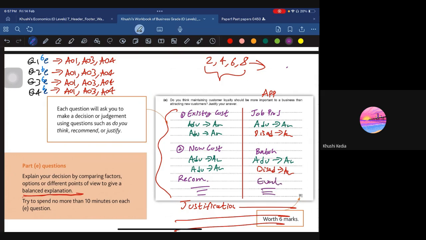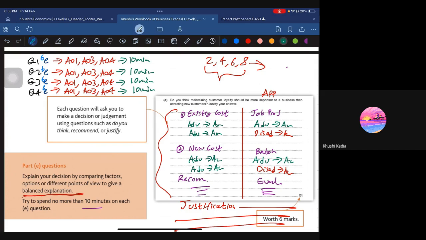Got it? Yes, sir. And sir, the new method, like for this question, maintaining customer loyalty, the new method can be anything that's relevant. Since they haven't specified the type of business, we can give any other method, right? Yeah, you can give any other method, but just keep in mind that if you're comparing job production with flow production, that doesn't seem right.